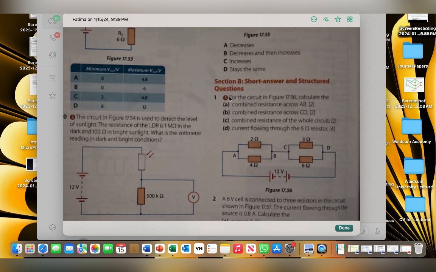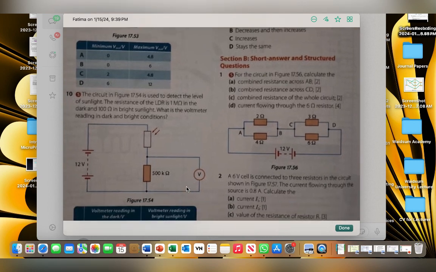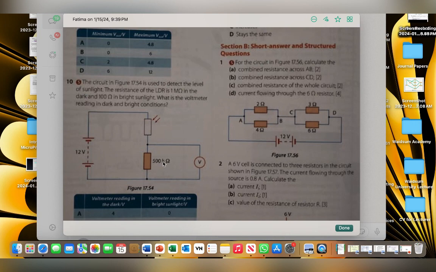You see here, they put the output voltage across this one. Probably they will tell you the value of the LDR, light dependent resistor. Here it is 1 mega ohm, that means 1 times 10 to the power of 6. For this question, the resistor is 500 kilo ohm. Kilo means times 10 to the power of 3, so everything will be times 1000. That's 5 times 10 to the power of 5. So it will be this value over this value plus this value, times this 12. You get the output voltage for this one.